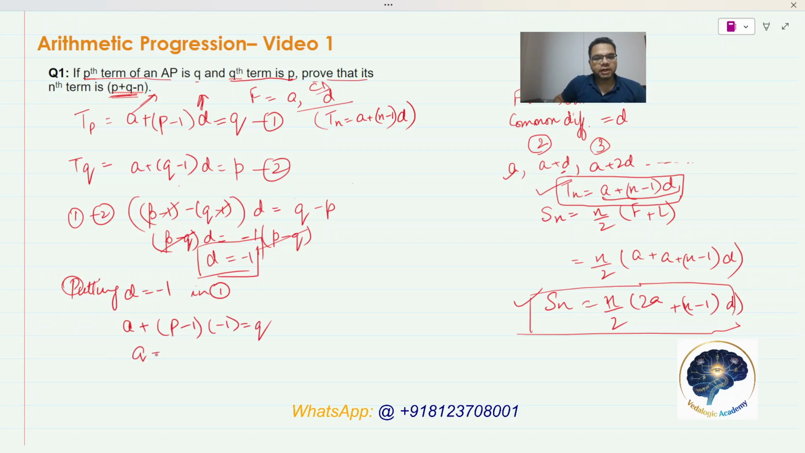So a becomes, if this is minus 1, I'll take this p minus 1 to the right hand side. It becomes q minus p plus 1, and this minus 1 gets cancelled because, oh, I'm sorry. So it will become q plus p minus 1, right? Because there won't be any change, because minus 1 is already there, and that will get cancelled when I take it to the right hand side. So this is what we have for the a.